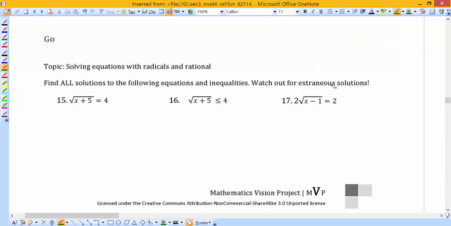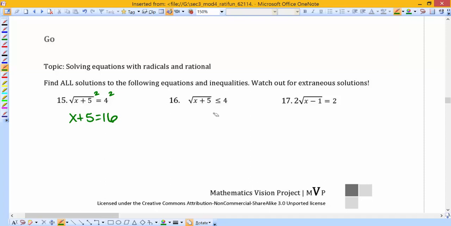Let me get rid of that for now. How do we get rid of a square root? We square both sides. So then I'm left with x plus 5 equals 16. You should be able to finish.